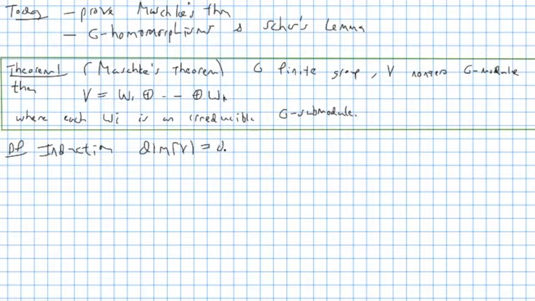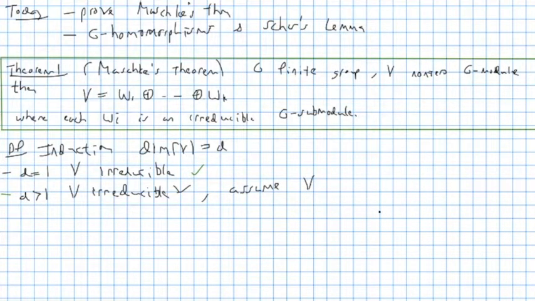of V. So if D equals 1, that's our base case, then V is irreducible, and we're done. Now if D is bigger than 1, again, if V is irreducible, we're done. So let's assume that V is reducible.